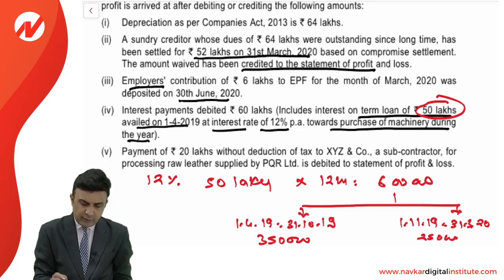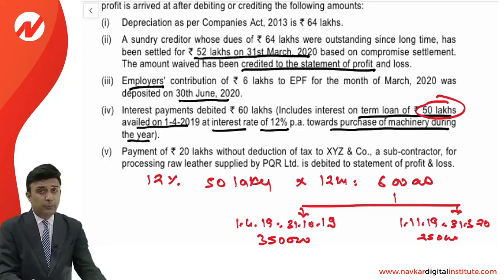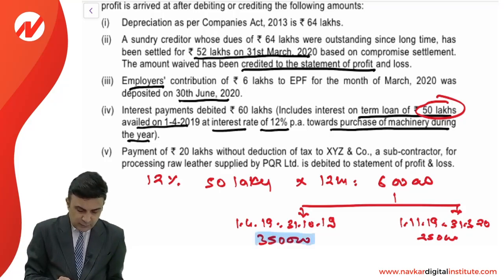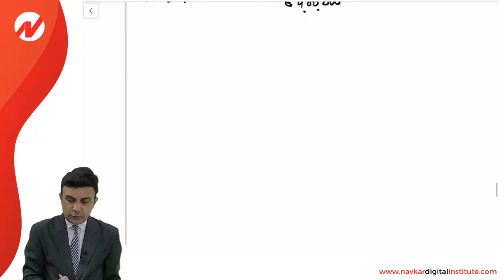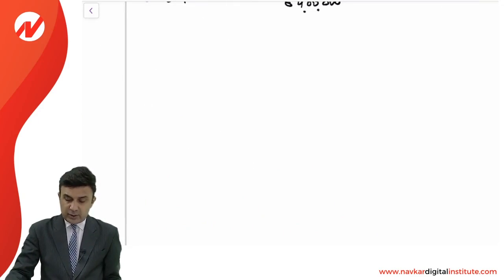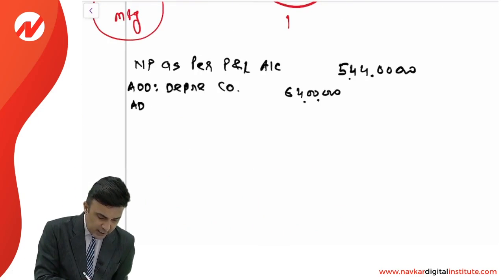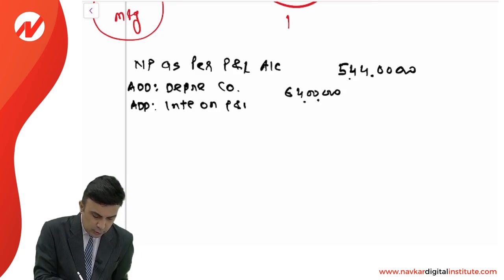Now, as you have debited the full amount to the profit and loss account, out of this, can I say, friends, 3,50,000 rupees interest is going to face the disallowance. And as 3,50,000 rupees interest is going to face the disallowance, I can add back interest on plant machinery. How much is the interest on plant machinery which is going to be disallowed?